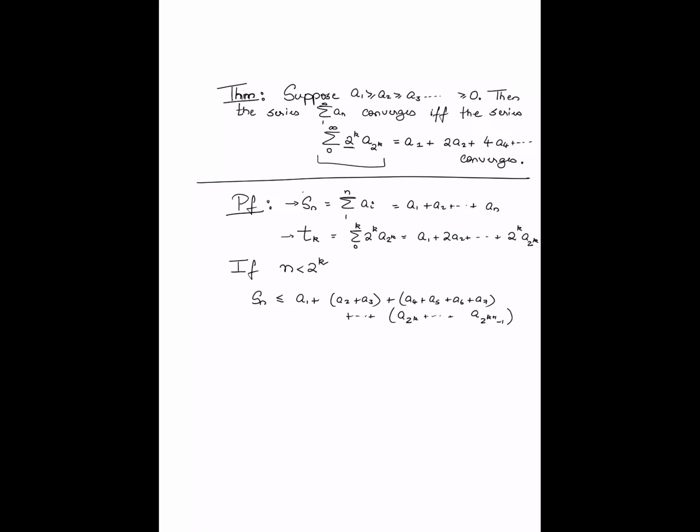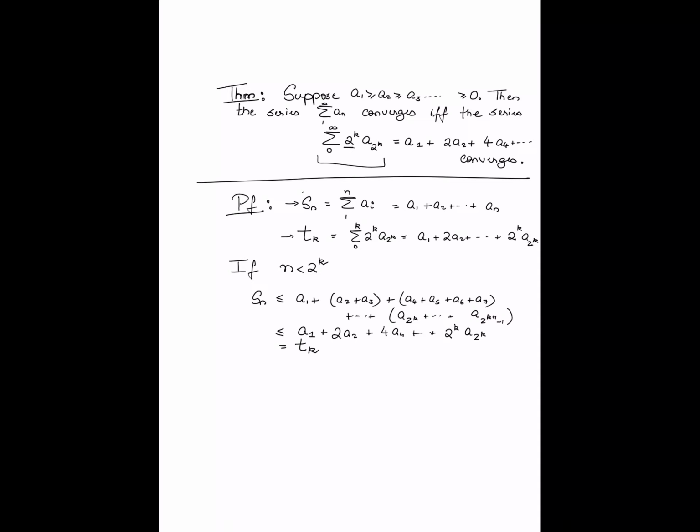Right, now is where I'm going to use the fact that these ai's are decreasing. This is further upper bounded by a1 plus, well, 2 times a2. Right, the second term a2 plus a3 is at most 2 times a2. The third term is at most 4 times a4, and all the way up to the last one, which is at most, well, how many terms do I have in my last bracket? I have exactly 2 raised to k terms. So 2 raised to k times a 2 raised to k, which is in fact tk.